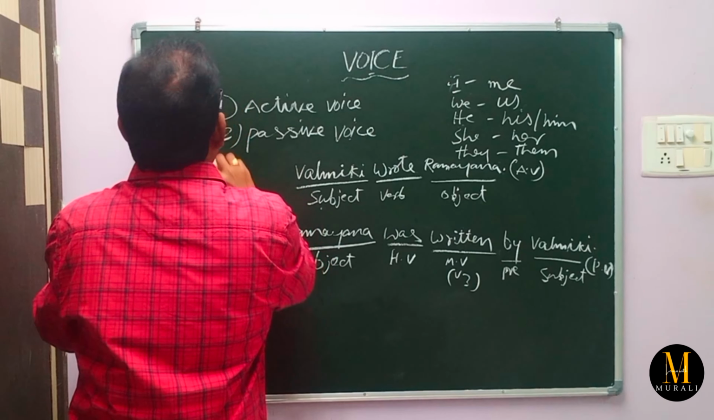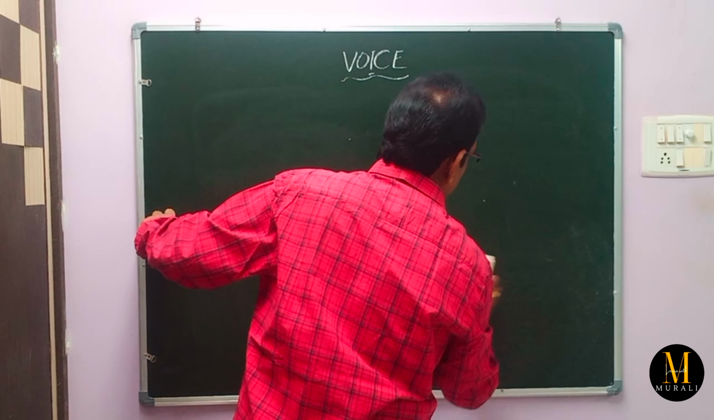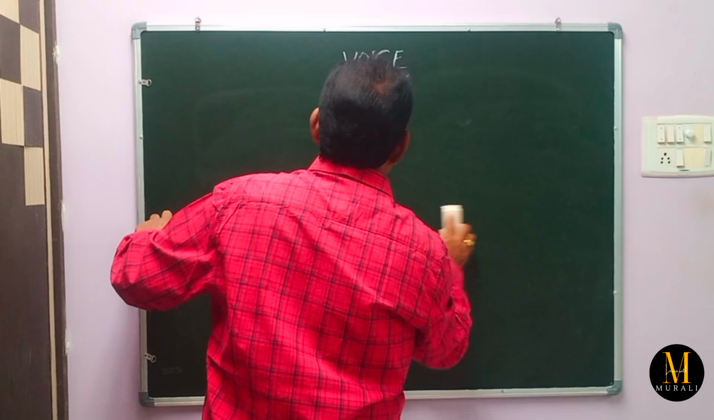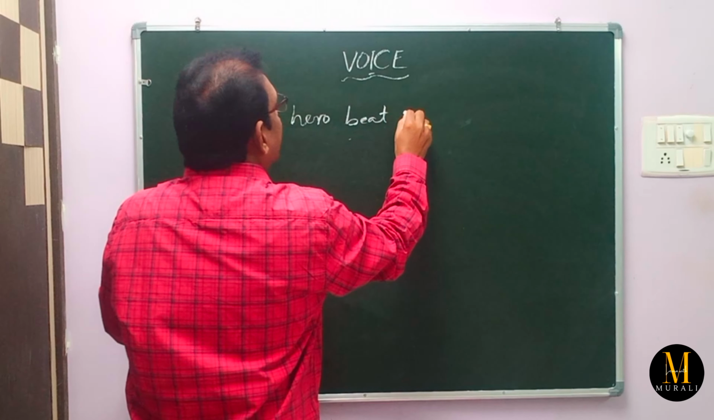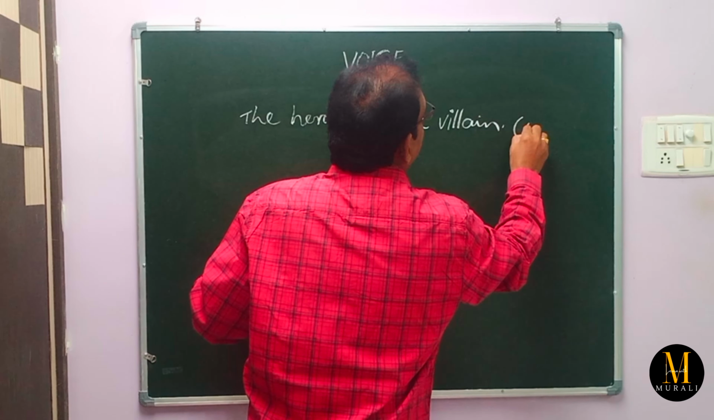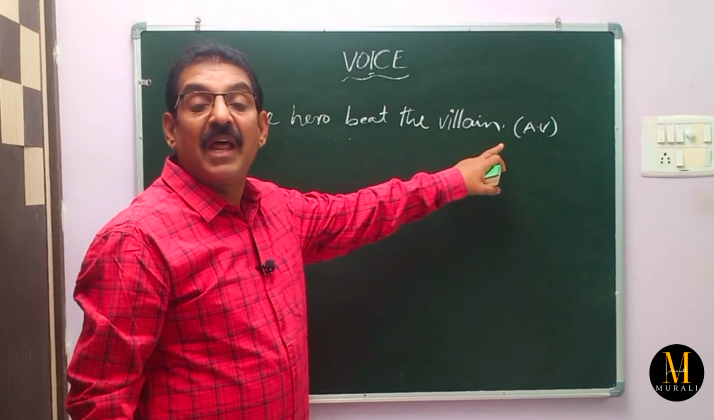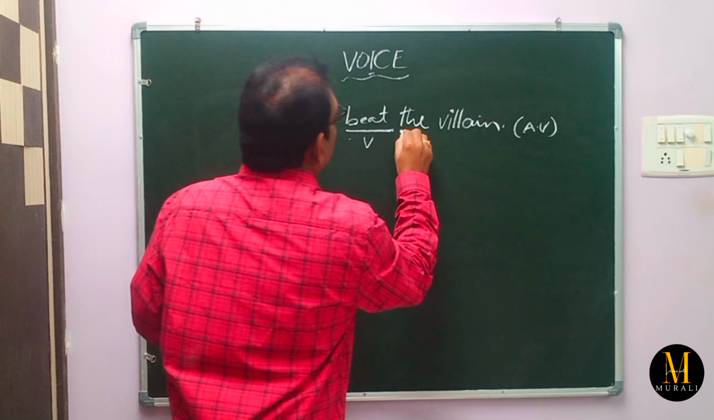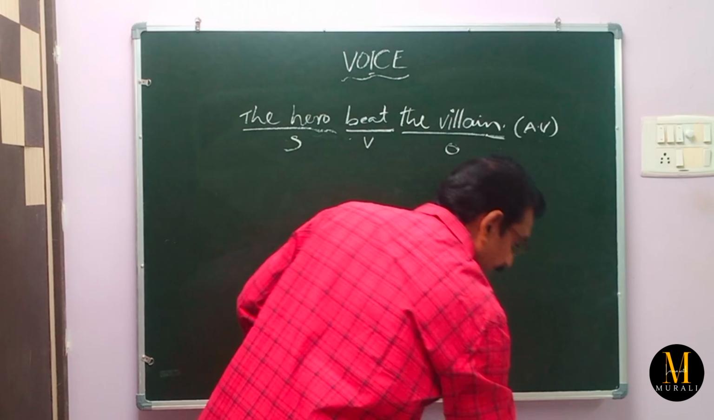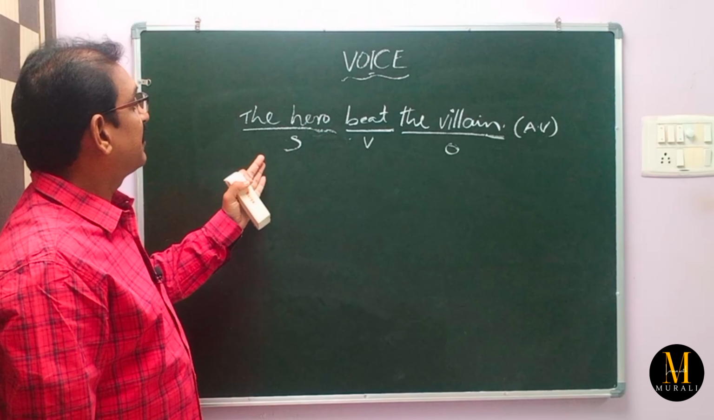Now, second example. The hero beat the villain. This is active voice. So here, the hero is the subject, beat is the verb, the villain is the object. Okay. So let's change it into passive voice.